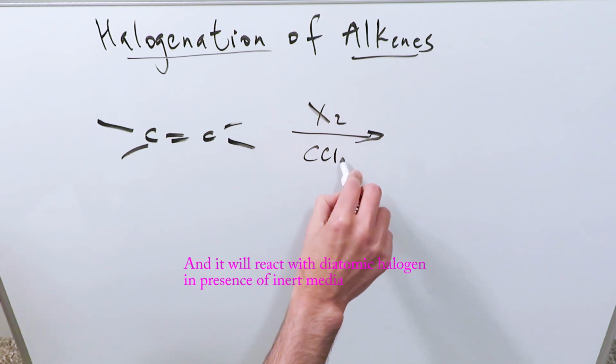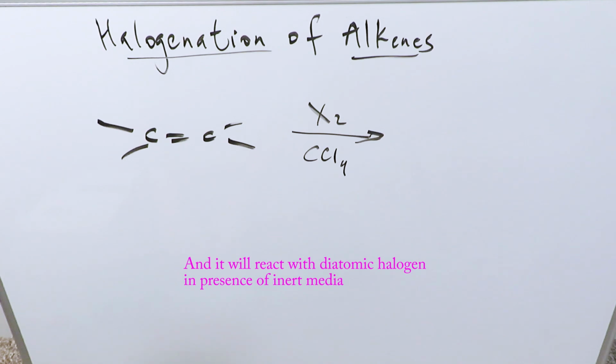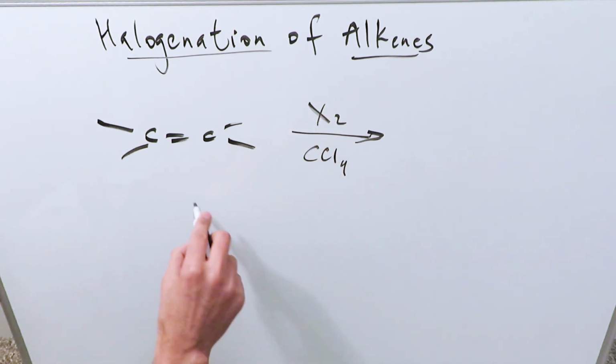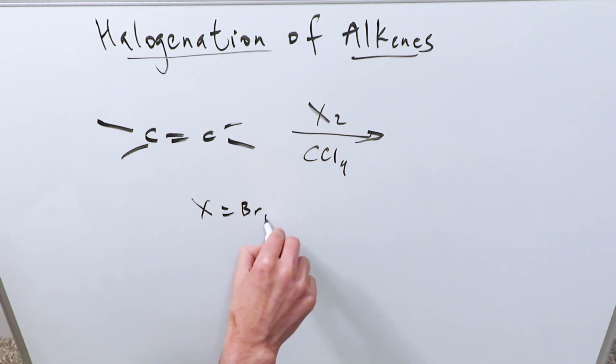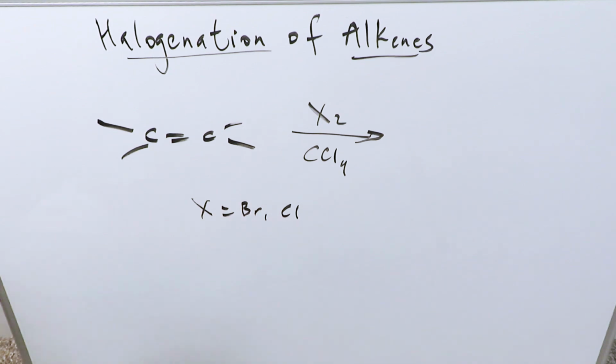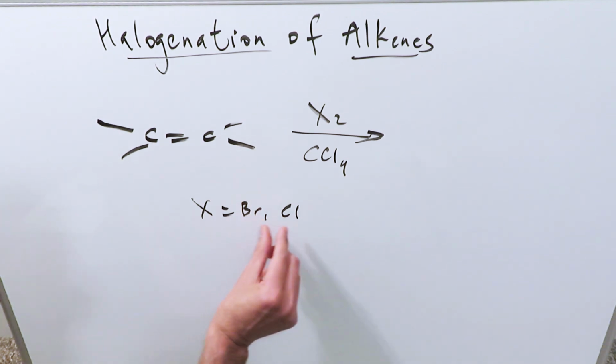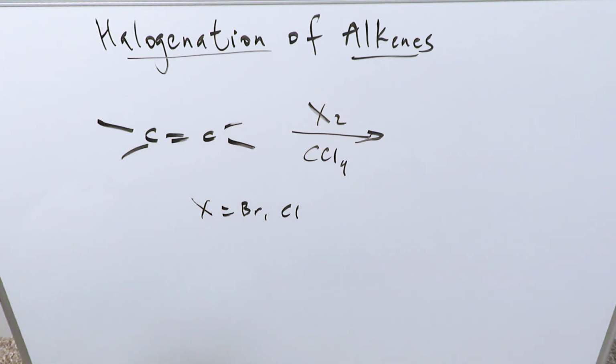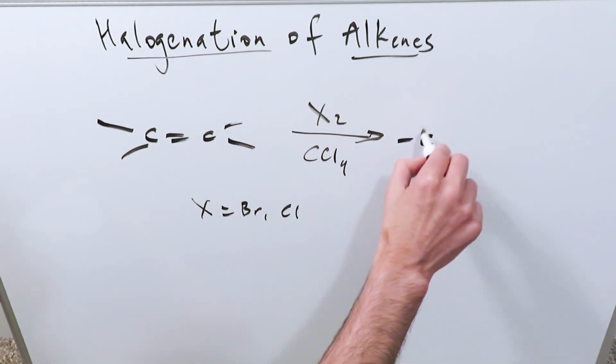X2 in the presence of carbon tetrachloride, room temperature or below room temperature, where the halogen can be bromine or chlorine. Br2 or Cl2. You don't do diatomic iodine, it's not favorable thermodynamically. You don't do diatomic fluorine F2 because it's too violent or explosive of a reaction. Br2 or Cl2, it works very well, and you have a product which looks like this.